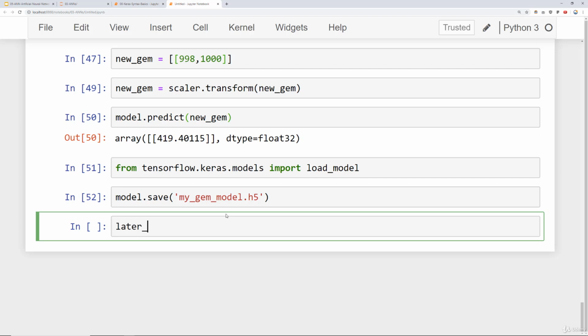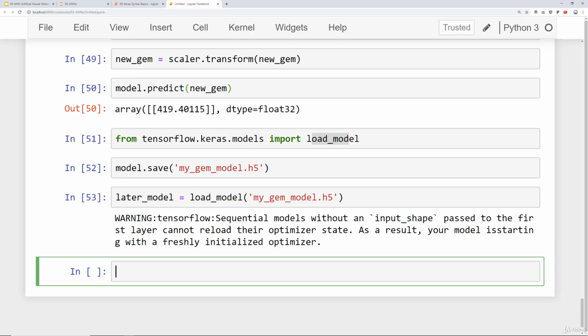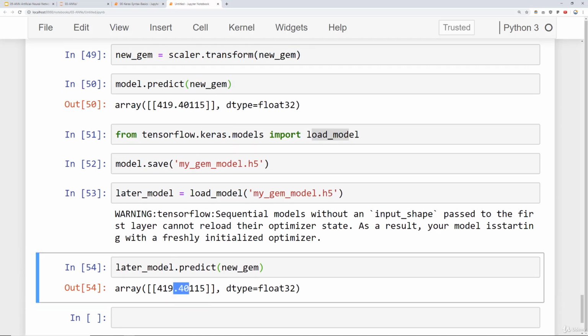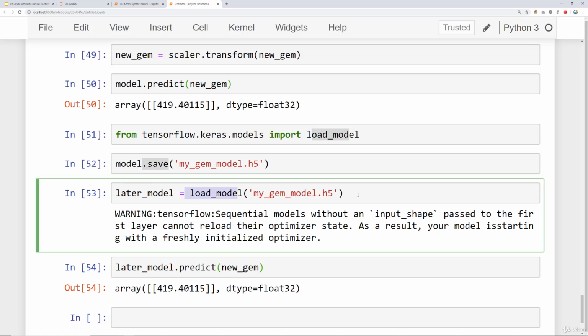So later on I can say, okay, I'm in a new notebook and I want to load up this model. I simply run this import command of load_model, and I say later_model is equal to load_model, and then I read in that model I saved, myGemModel.h5, and then you may get some warning there based off the input shape. You can totally ignore that warning, it's okay. But notice, now I can treat this later model just as I would any other model, and then predict on new gem just as I did before. And notice we get back the exact same results. So that's how you can both save a model and then load it later in a new file.